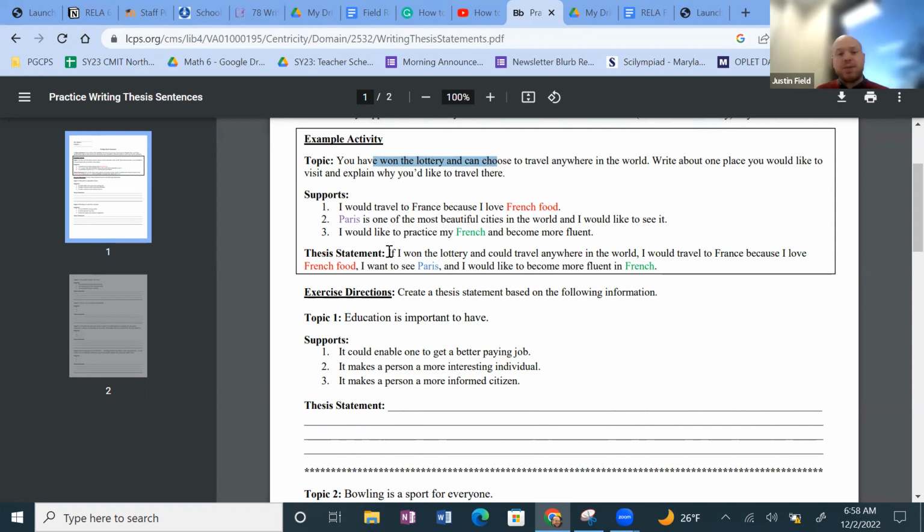So then the thesis statement would be, if I won the lottery and I could travel anywhere in the world, I would travel to France because I love French food. I want to see Paris and I'd like to become more fluent in French. Why is this important? Because a thesis statement is one sentence that everything else you say can go back to, so that you are not rambling.